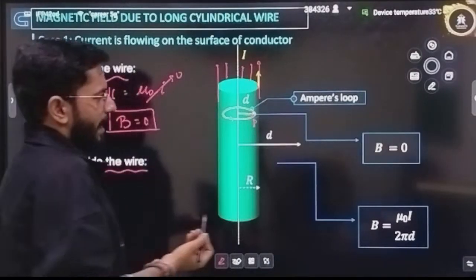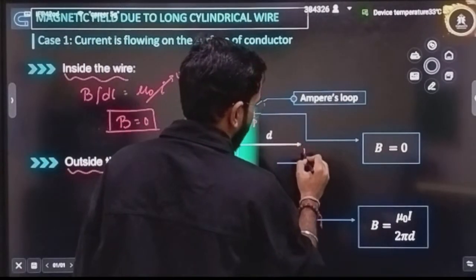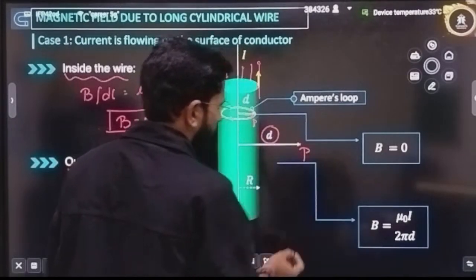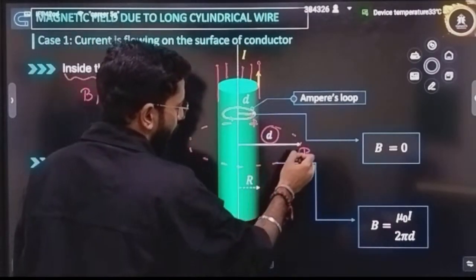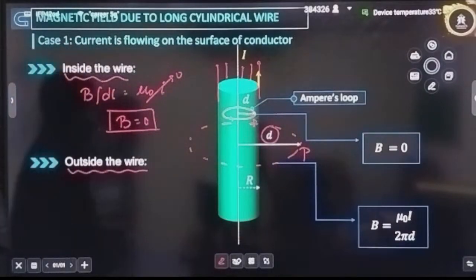Let's do that also. At some point P, at some distance D, I want to calculate the magnetic field. What is the first step? Firstly, I will take an Amperian loop. Then what will I do?